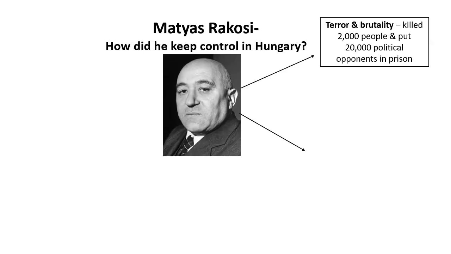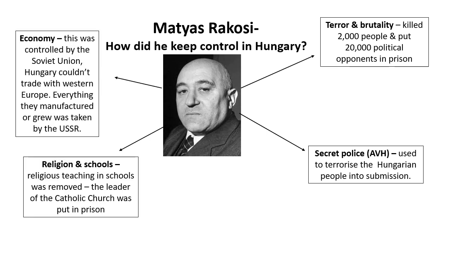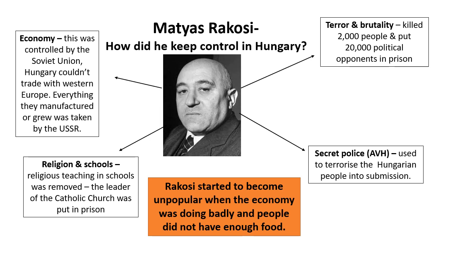And who was in charge of Hungary? It was this man, Matthias Rákosi. Now, in the Second World War, he'd been in Russia, in Moscow, a hardline Stalinist. He was Stalin's man, put in place to keep Hungary under control. People in Hungary weren't happy with communism. Everything they made went straight to the Soviet Union. They didn't see much in return.